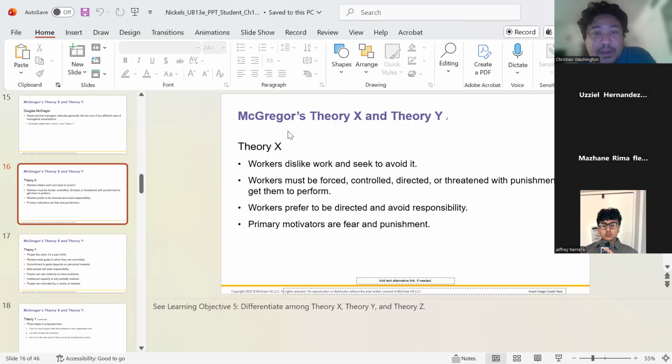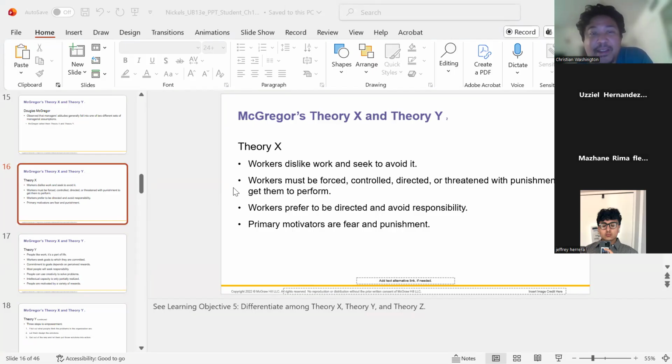Okay. So it depends. Workers prefer to be directed and avoid responsibility. Some people don't like responsibility. I met people who say, I don't want to be a manager. I don't want to lead people. I just want to do my job. Depends on the person, right? And then fear and punishment.